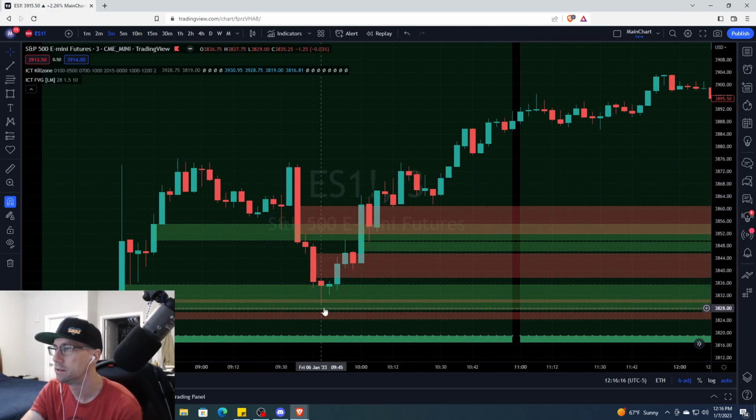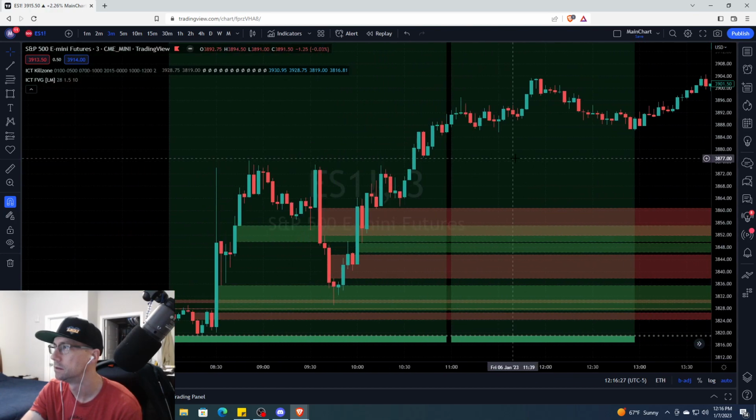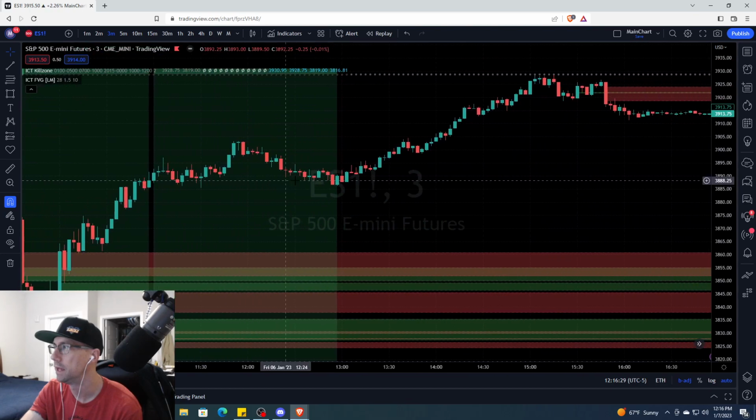We come right into this fair value gap. We don't go below it. You can see we don't go below it. And then we move up. And we move up the rest of the day.